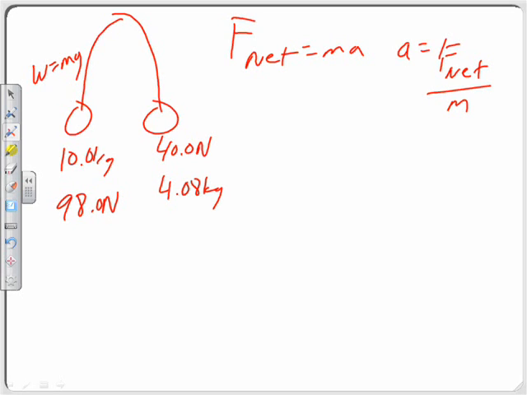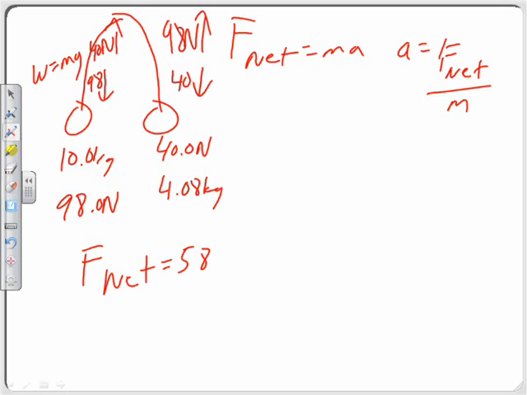So as far as net force goes, over here we have 98 newtons, and that's pulling down. Over here we have 40 newtons. That's also pulling down. But the 98 from the left side, over here on the right side, because of this pulley, is pulling up. And the 40 from the right side, over on the left side, is also pulling up. So you should be able to see that on each side, we have a net force of 58 newtons. That net force is going to cause both of these balls to accelerate.